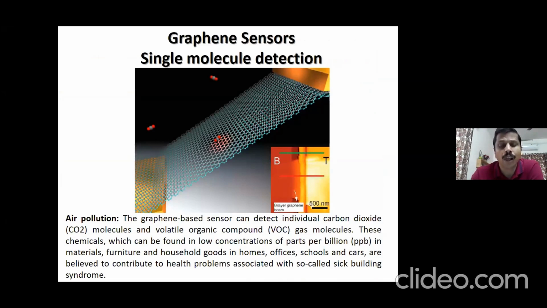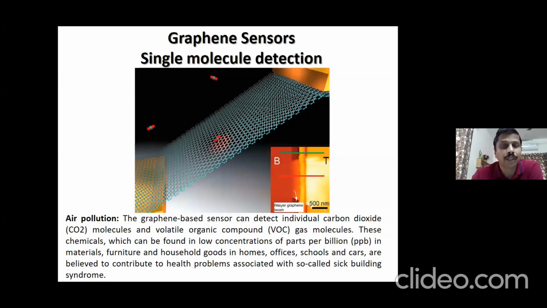VOCs are actually causing a lot of health issues because they are contained in most of the materials we use in our house, for example furniture, household goods, homes, offices, schools, cars, etc. A lot of volatile organic compounds are there, and that is polluting our atmosphere. So this can be used as a detector, a sensor to detect single molecules, right?